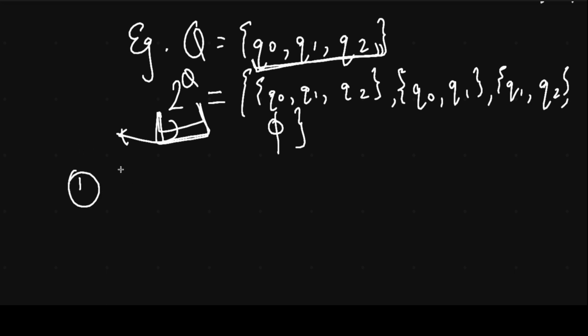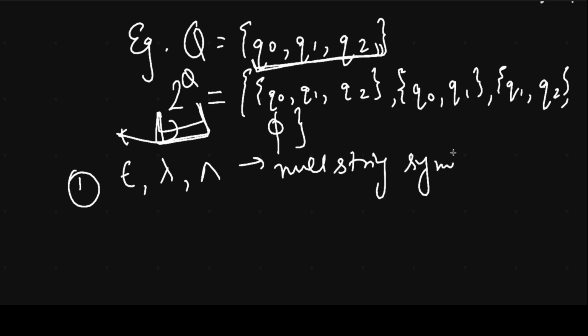One thing to note down is that here epsilon, lambda, or this symbol, these are known as null string symbols. Secondly, final states are not compulsory for DFA and NFA. As long as their conditions are satisfied, it can be a DFA or NFA without final states also.